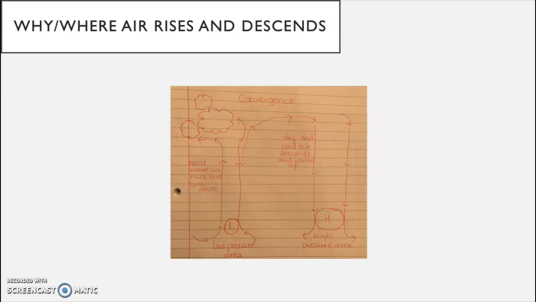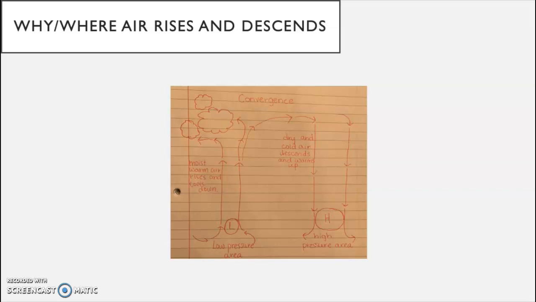Why and where air rises and descends. In a low pressure system, warm air rises. The air undergoes a process called convergence, which pushes the warm air upwards. In a high pressure zone, cool air descends.